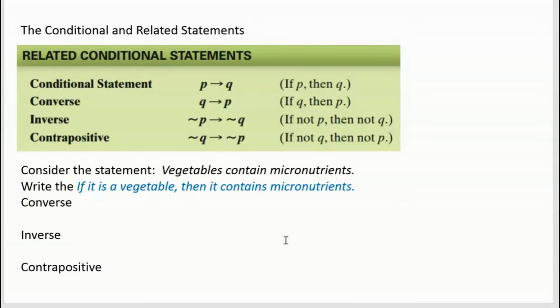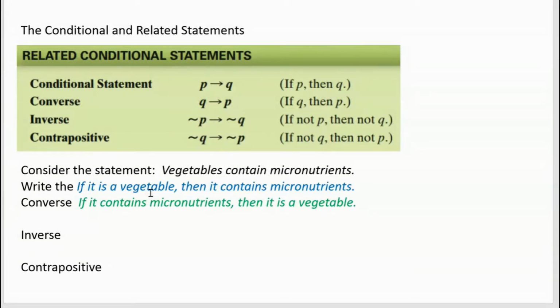Now, how about the converse? Okay? If it contains micronutrients, then it is a vegetable. Notice the converse is just reversing what we're saying. If it contains micronutrients, I put my Q first, then it is a vegetable. Now, think about the truth of that. Do you think that makes sense? If it contains the micronutrients, then you can automatically assume it's a vegetable. I say not. There are other foods that contain micronutrients that are not vegetables, like a fruit, for example.